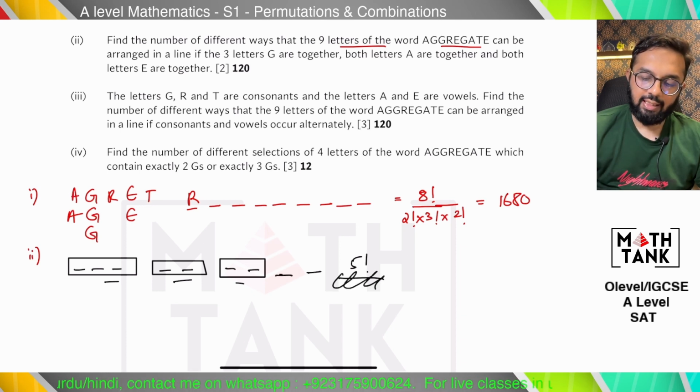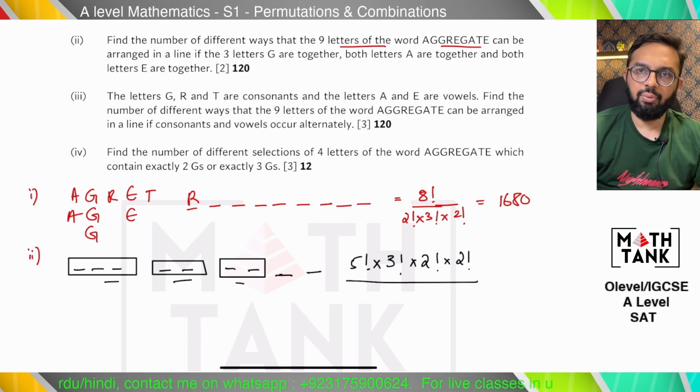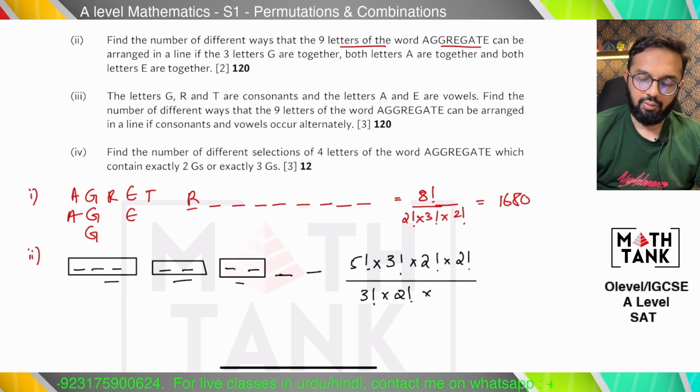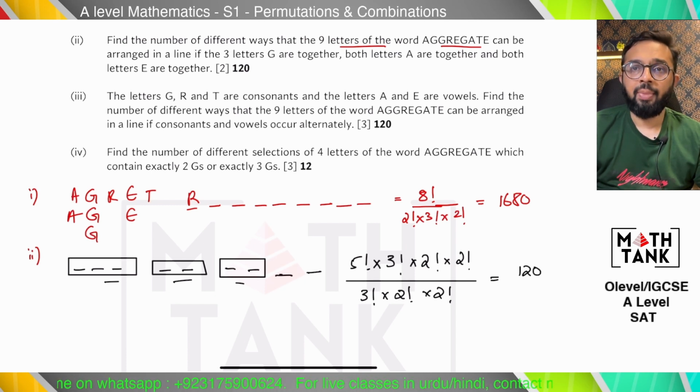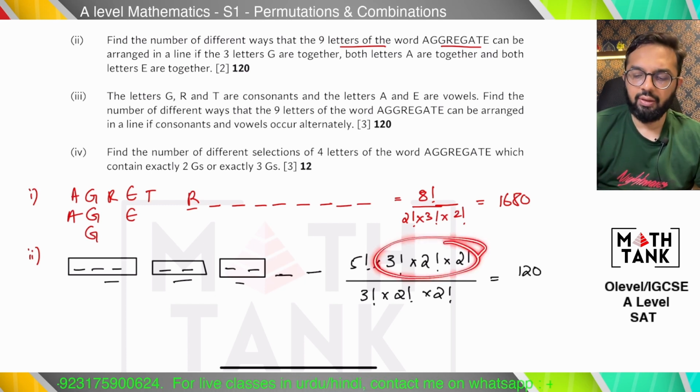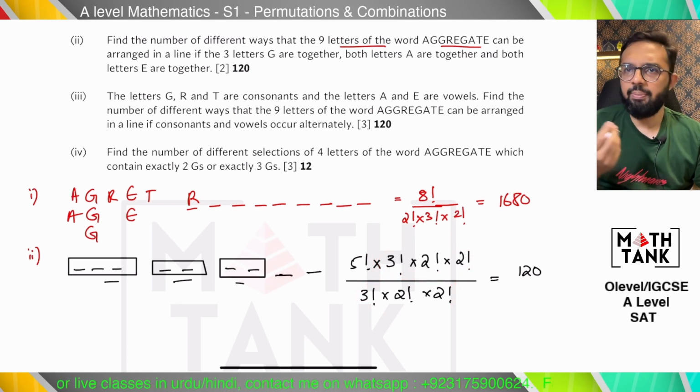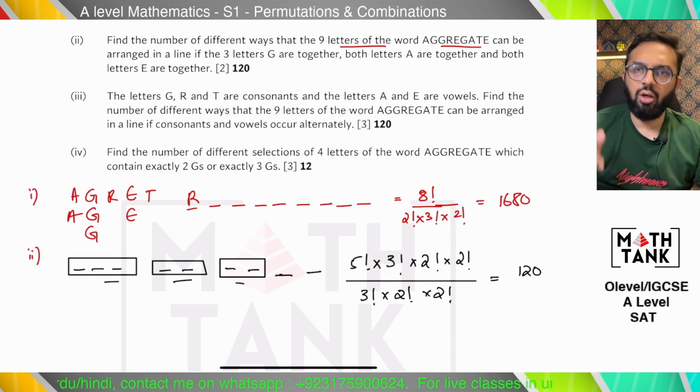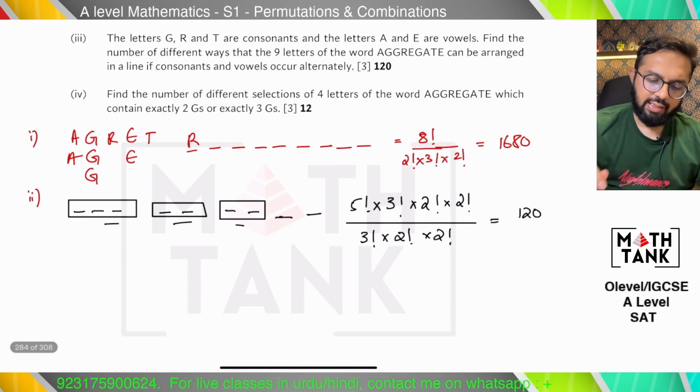Then you keep going inside the boxes. 3 factorial for the first box, 2 factorial for the second box, and 2 factorial. What do you divide with? With all the identical ones. So 3 factorial, 2 factorial, 3 G's, 2 A's, and 2 E's. Okay, so in the end, I get 120. Now, a lot of people ask me, why did I write all of this when it's getting cancelled out? Because I'm following a simple principle that whenever you draw a box, you go inside the box and then try to do it.